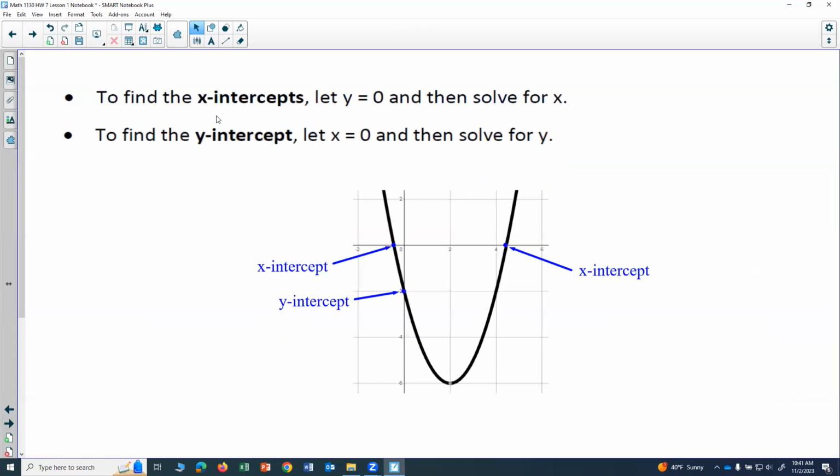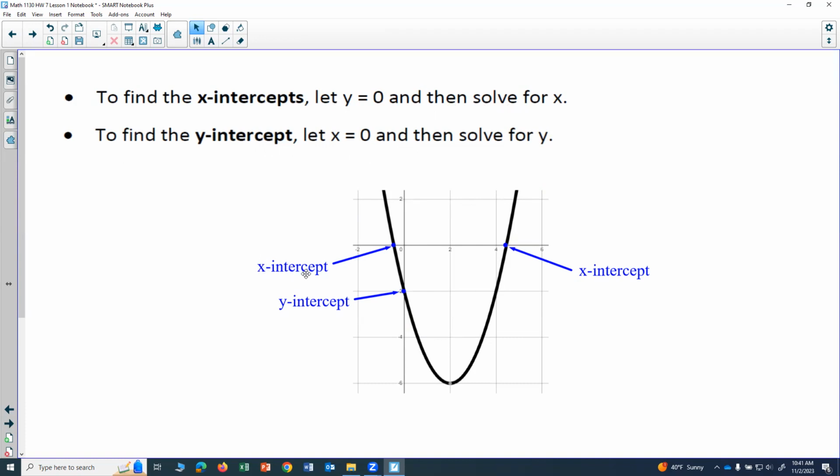To find the x-intercepts of a parabola, let y equal 0 and then solve for x. And to find the y-intercept, let x equal 0 and then solve for y. This is true for any function that you have. This would be the method that you use to find the intercepts.